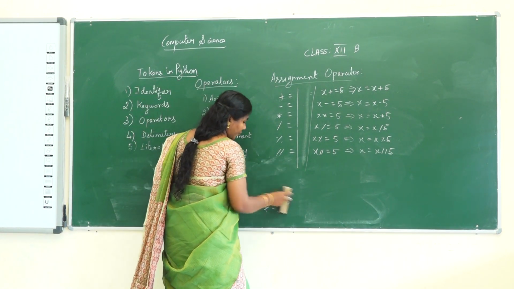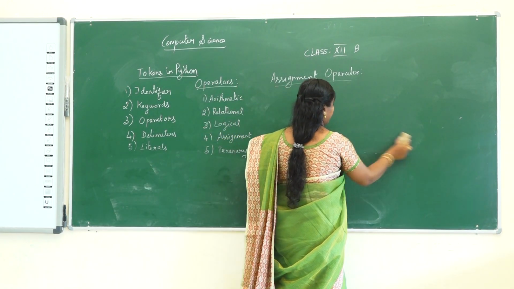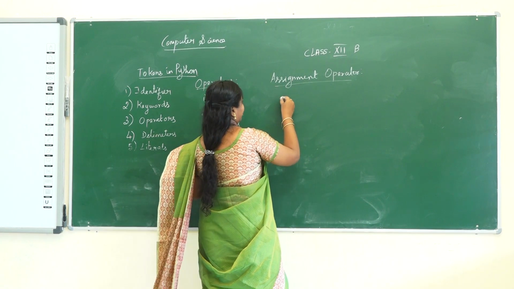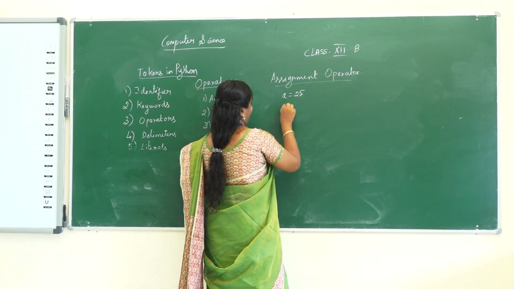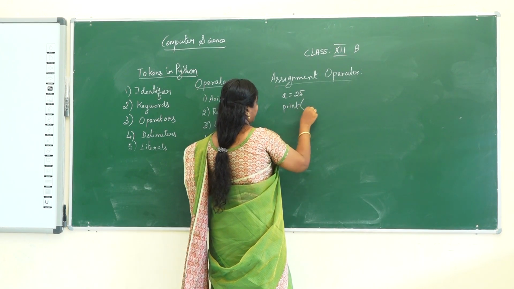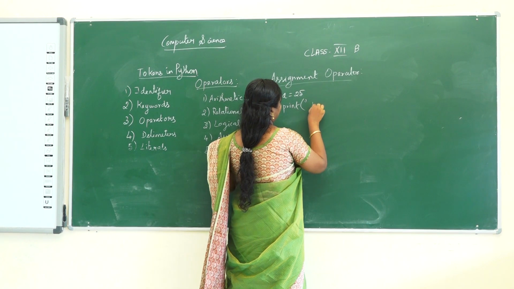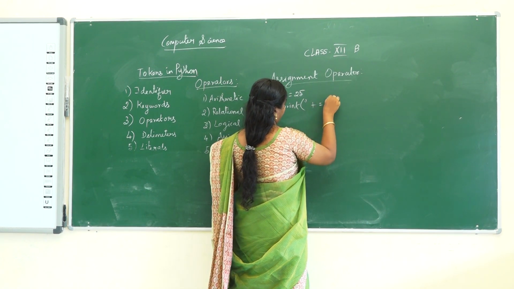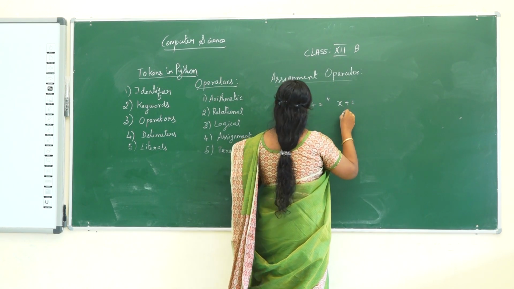Now we will see it in the program. So a is equal to 25, print, plus equal to, so x plus equal to, okay.